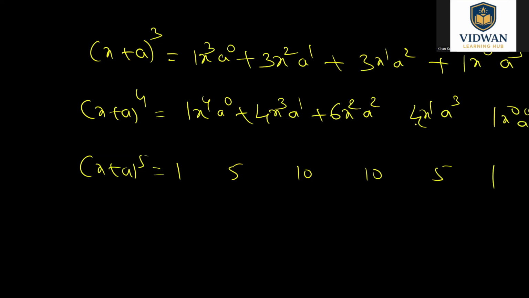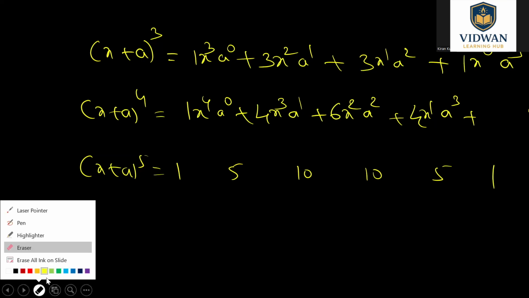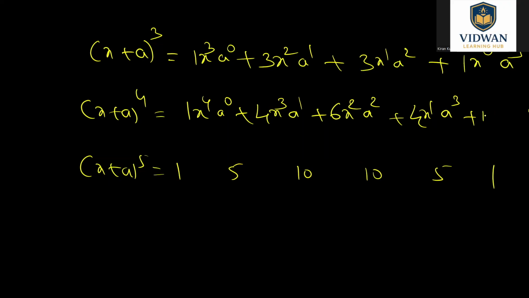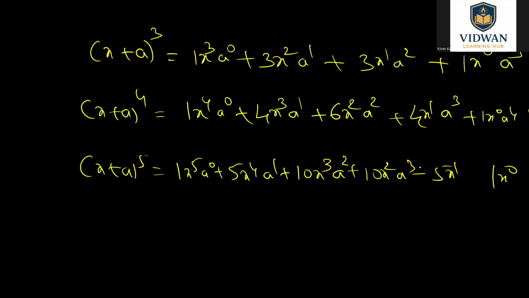All plus signs in between you can write. So the last one I'll just erase and write properly. That was 1, x power 0, a power 4. And this one again, you'll start with x power 5, x power 4, x power 3, x power 2, x power 1, x power 0. And the power of a will start with 0 and it increases by 1 unit. Then a square, then a cube, a power 4, and a power 5.